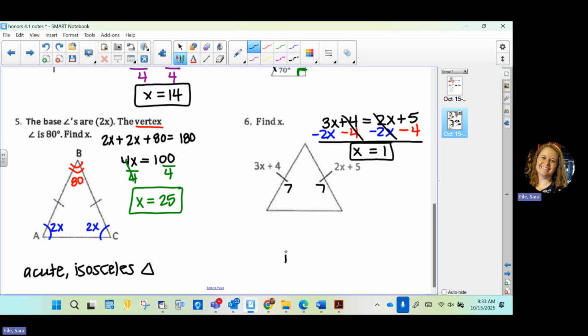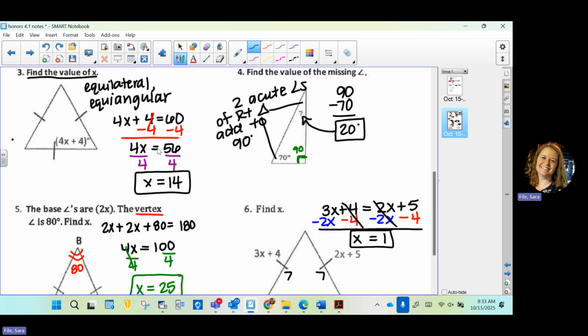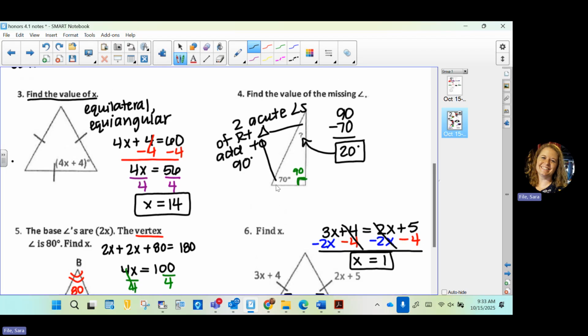This one, like I said, I am only going to say isosceles because I don't know enough information to classify it by angles. Do not assume. Things are not always drawn to scale. And we said that was equilateral, equiangular. This one, no, what's number 4?